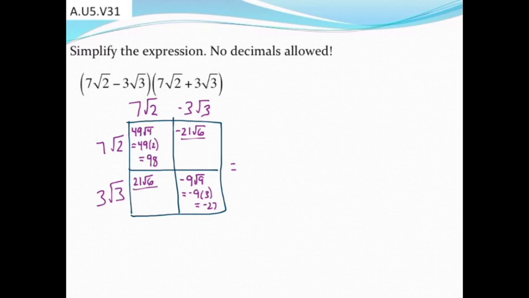You have the same number inside the radical, so those are like terms. But when you add up 21 square root of 6 to negative 21 square root of 6, those boxes just cancel out, so those are gone, which means all that's left is just a regular 98 minus a regular 27, better known as just 71.